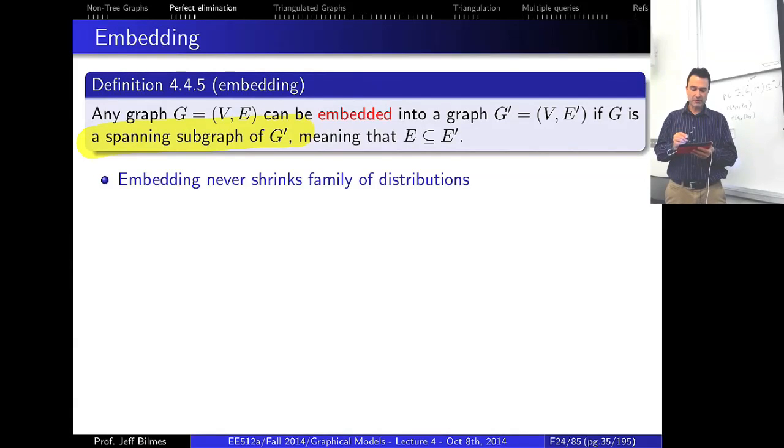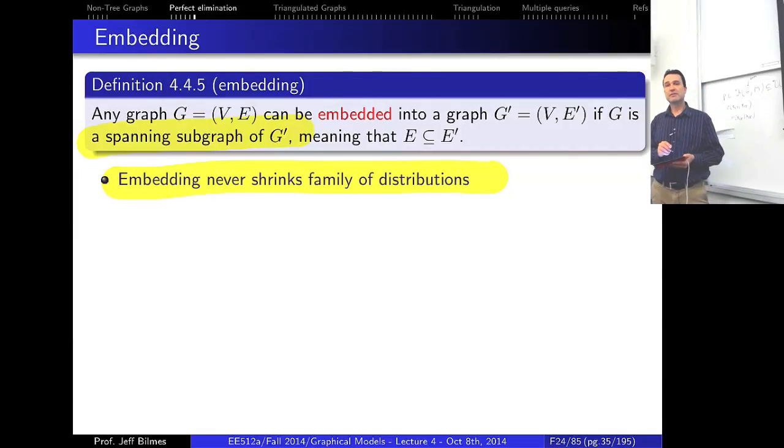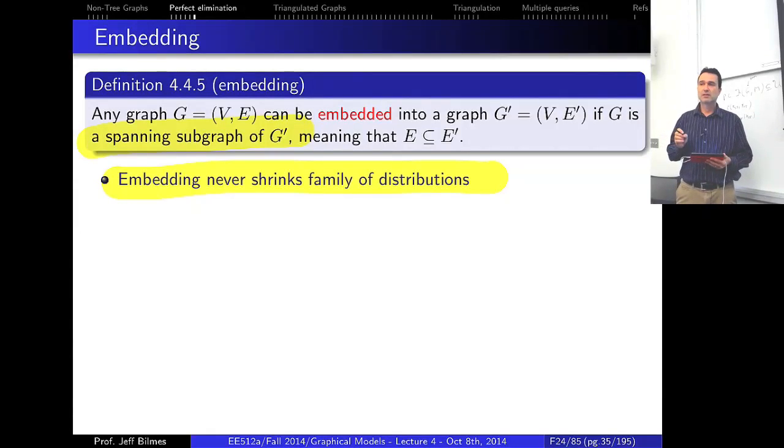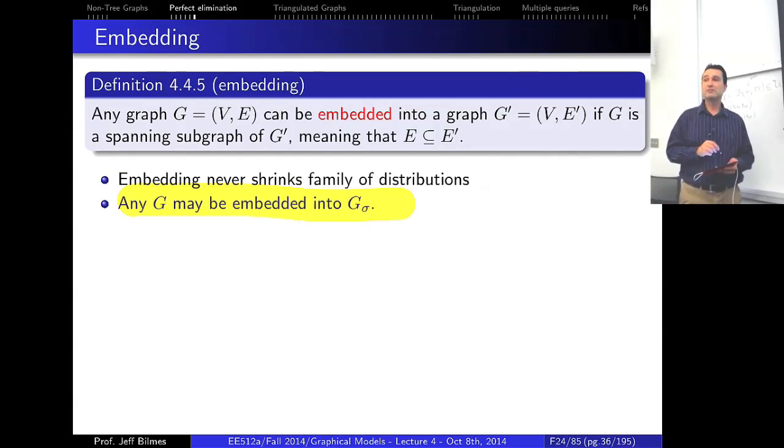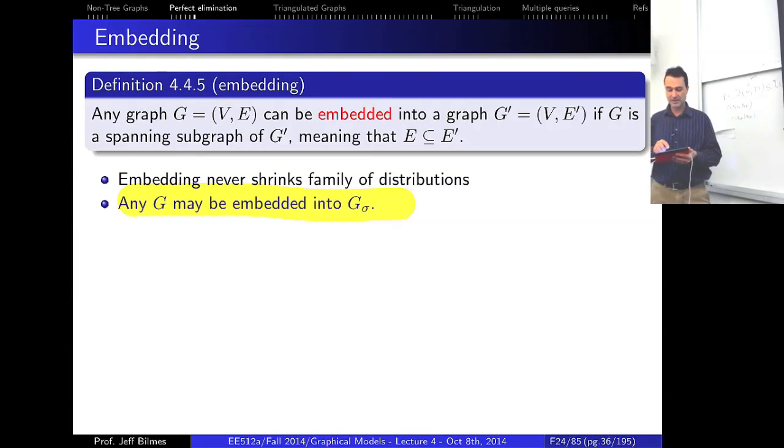And so basically, whenever we embed a graph into a larger graph, the embedding process never shrinks the family. And so what this means is that the elimination process where we add these additional fill-in edges basically gives us a graph into which we can embed our original graph. Okay? In other words, any G can be embedded into G sigma, where G sigma is the reconstituted graph corresponding to the elimination order sigma.